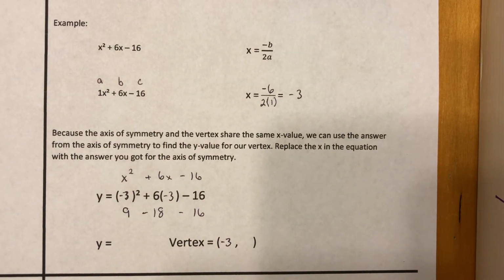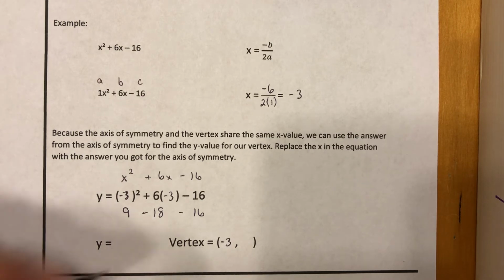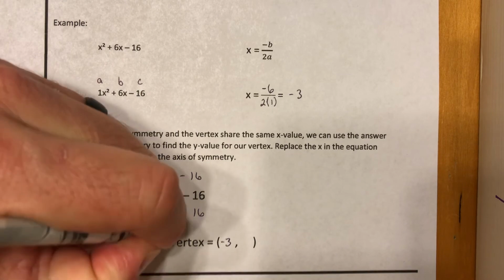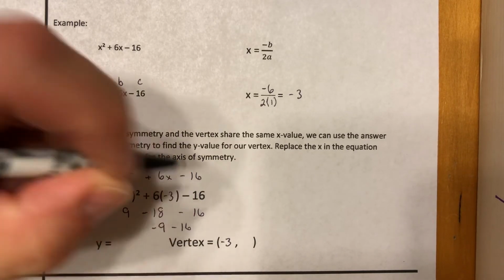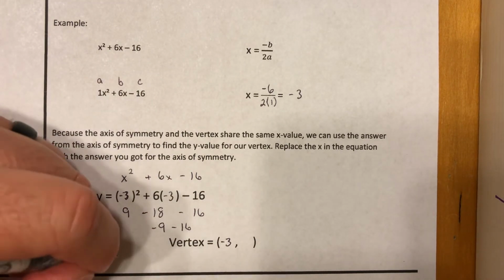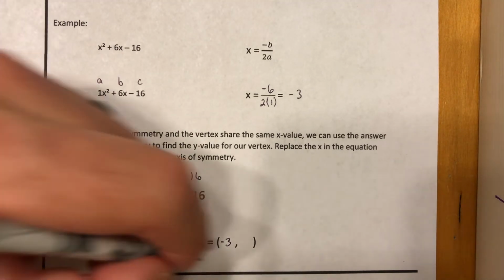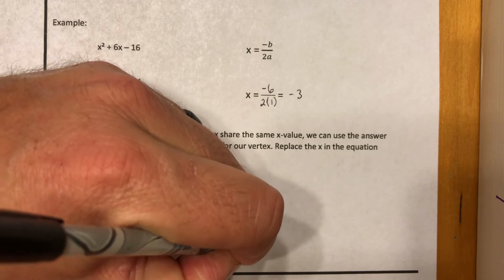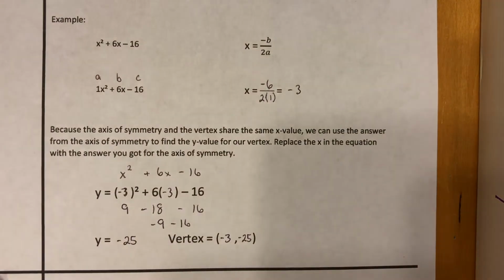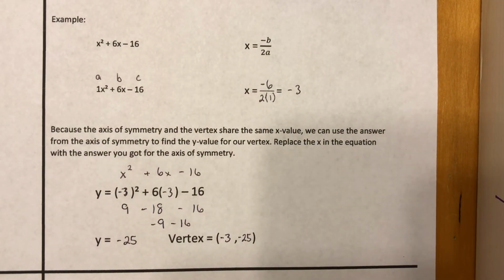I'm going to work this out. So 9 minus 18 is a negative 9. Negative 9 minus 16, same sign, we're going to combine those. So that becomes negative 25. So my vertex is negative 3, negative 25. And that's all you have to do.